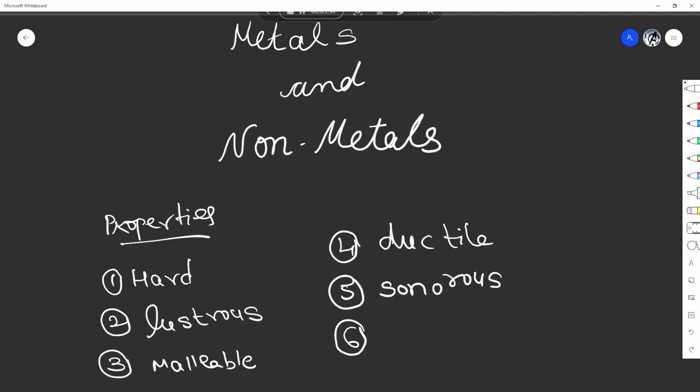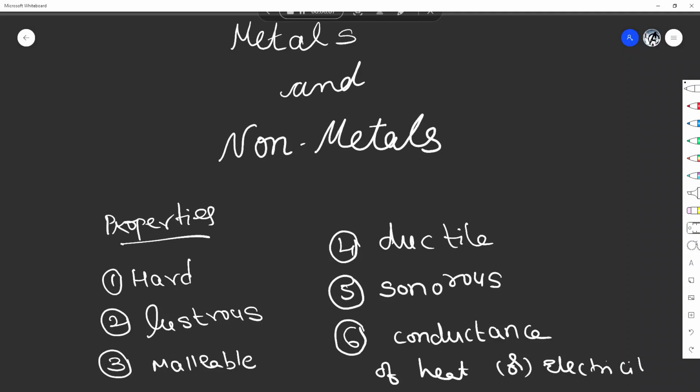Next, the sixth property is conductance. Conductance of heat or electricity. Conductance is a property which is called flow. Conductance is nothing but flow. If you flow electricity, it is called conductance of electricity. If you flow heat, it is called conductance of heat, like that. So conductance is a property of metals.